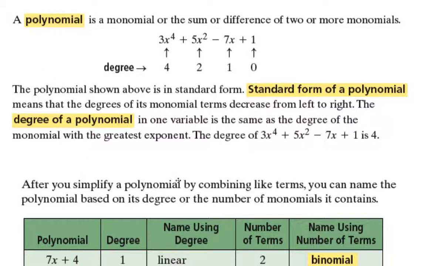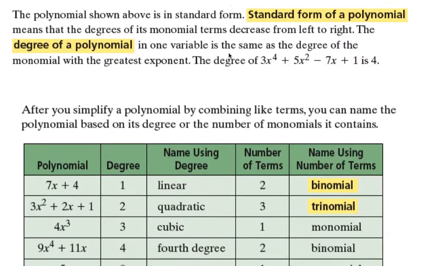Taking a look at this, a polynomial is a monomial or the sum or difference of two or more monomials. In order to have it in standard form, the degrees must be decreasing, right? So the largest degree comes first, then the next, the next, the next, and so on.